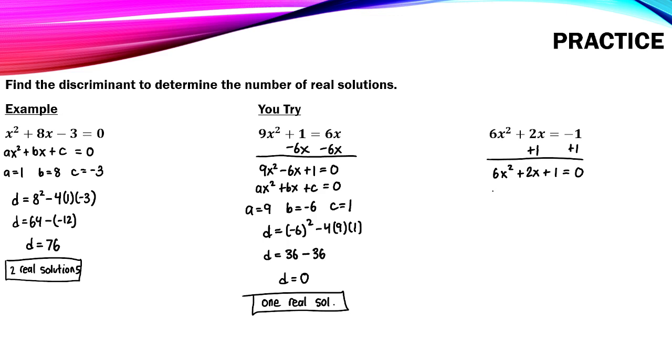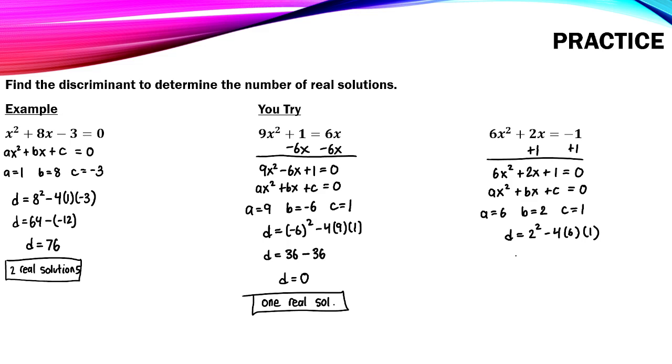From here, notice our standard form is ax squared plus bx plus c. So I know my a is equal to 6, my b is equal to 2, my c is equal to 1. I'm going to plug all of those into my discriminant. Remember, again, that is b squared, so my b is 2, so it's 2 squared, minus 4 times my a, which is 6, times my c, which is 1.